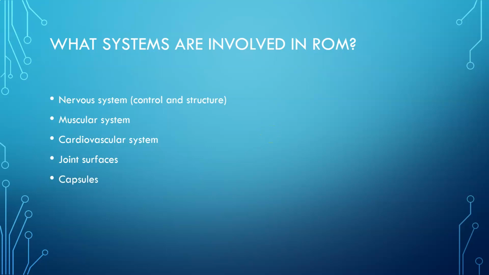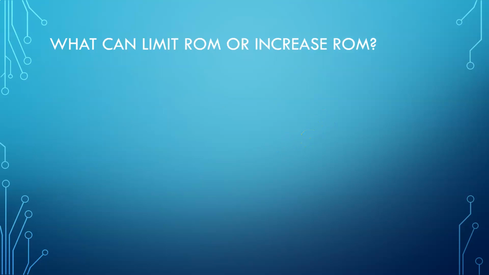The capsules, so as we know, synovial joints are all surrounded by fibrous capsules. If there's any damage or scar tissue within that fibrous capsule, that too can limit range of motion. Ligaments, holding elements, if they're not doing what they're supposed to be doing, that can change range of motion as well. The fascia itself that's involved in the muscles and all the structures around the joint can also have an influence on range of motion as well.